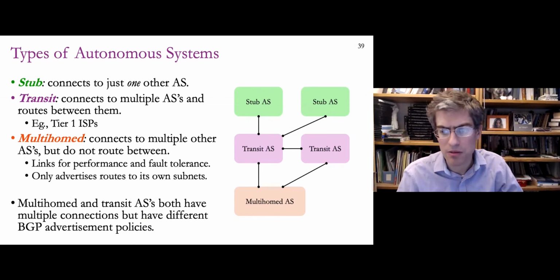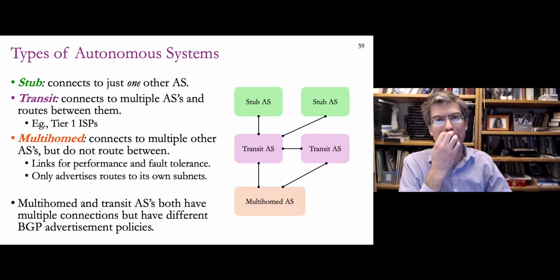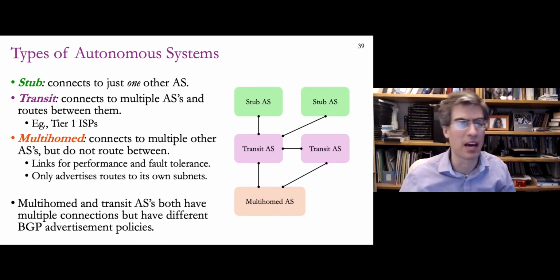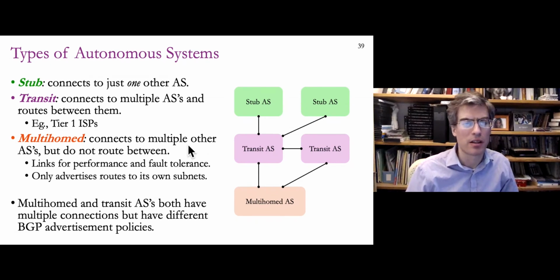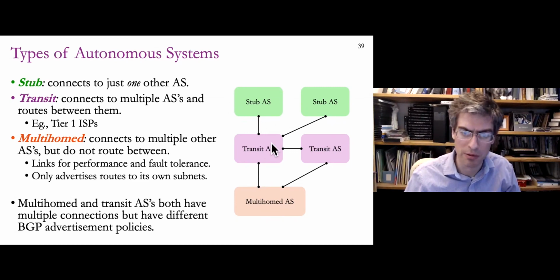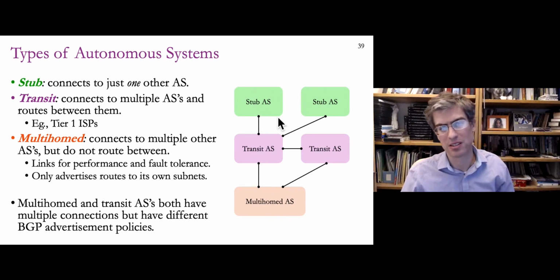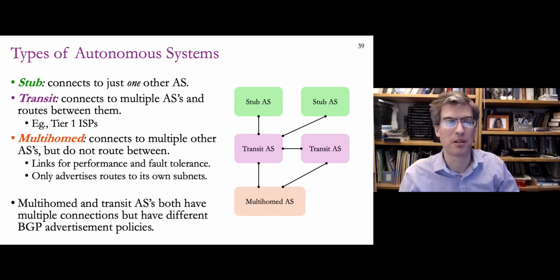Final topic here, there are different types of autonomous systems based on the way that they use BGP and what they advertise. Okay, the simplest, and I have them drawn here in 3 different colors. So a stub autonomous system, this is maybe the simplest to understand and define, is an autonomous system that's connected to just one other autonomous system. So a stub autonomous system only advertises itself because that's the only thing it can route to. It's kind of like a client in some sense, to abuse that term a little bit.